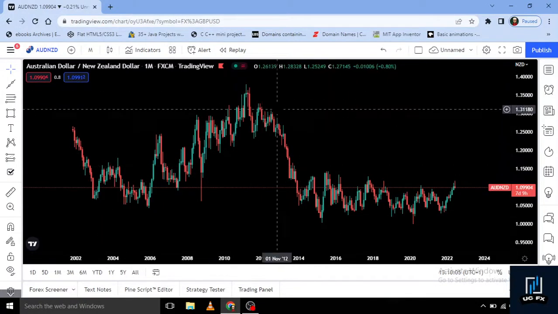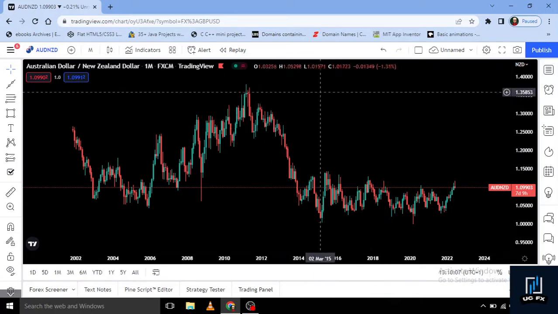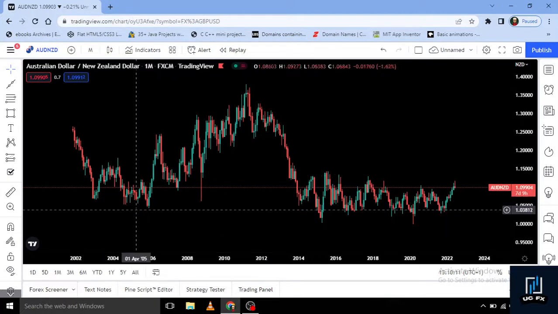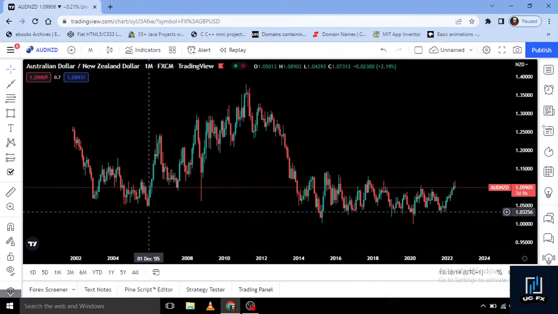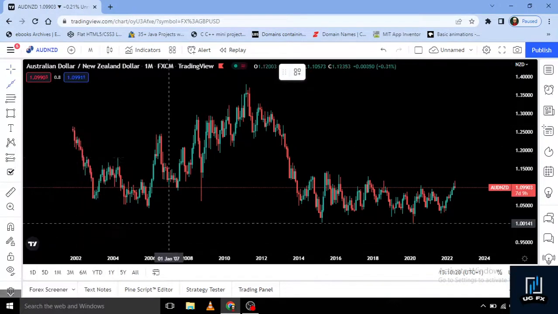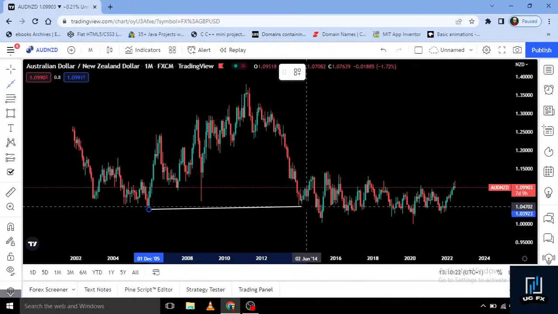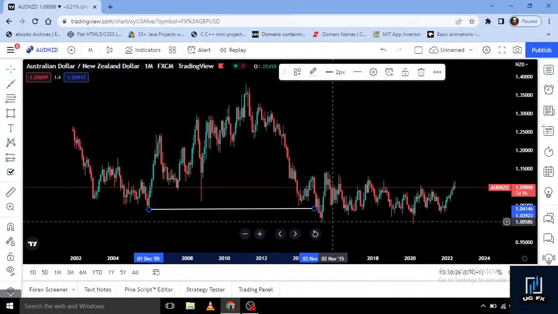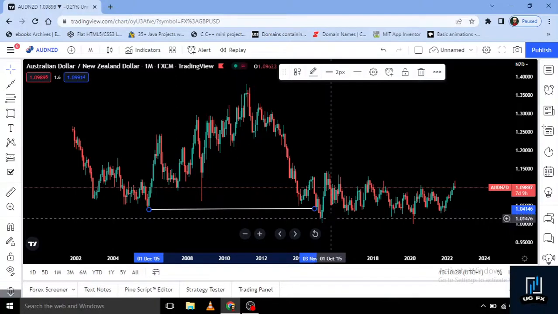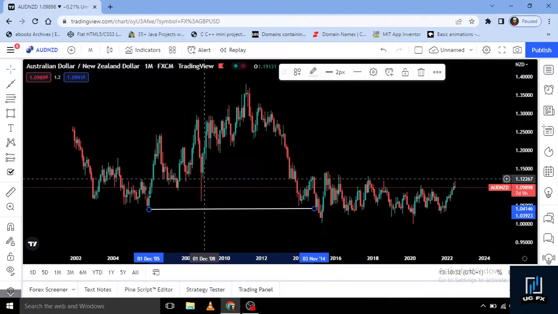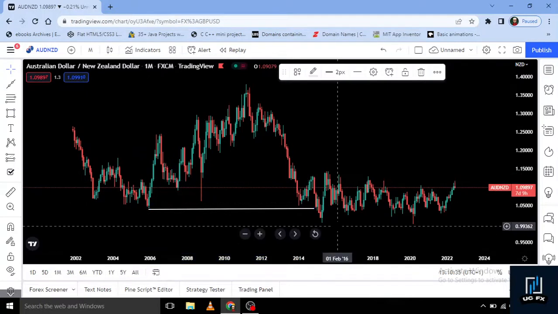Okay, here we are on the Aussie dollar, AUD USD. Now we are here on the monthly time frame. As you can see, the market is bearish. We had a break of structure right here. We have a break of structure. So the monthly is bearish. So we are first of all trying to determine the directional bias of the market. So here the market is actually bearish.